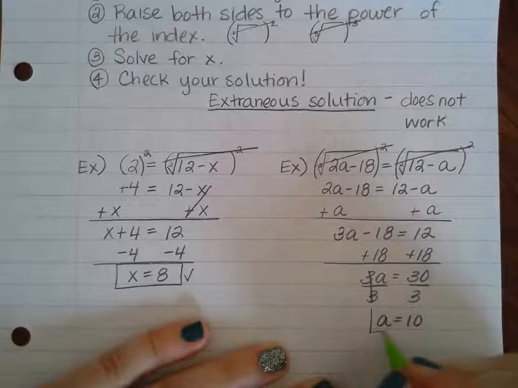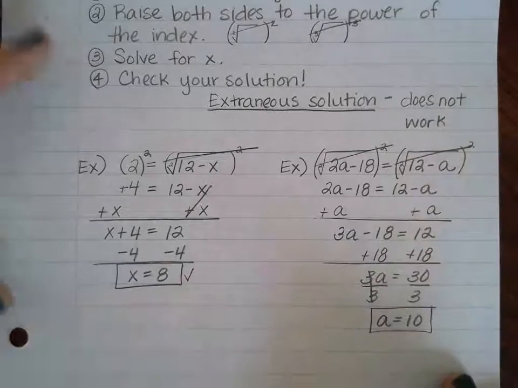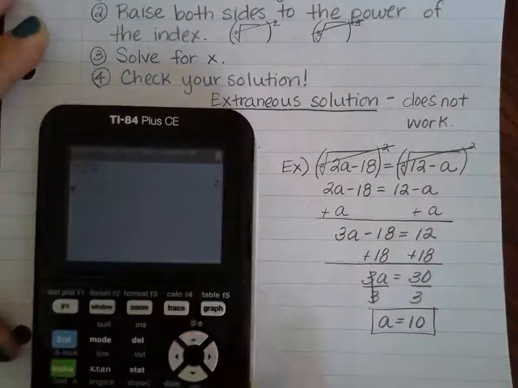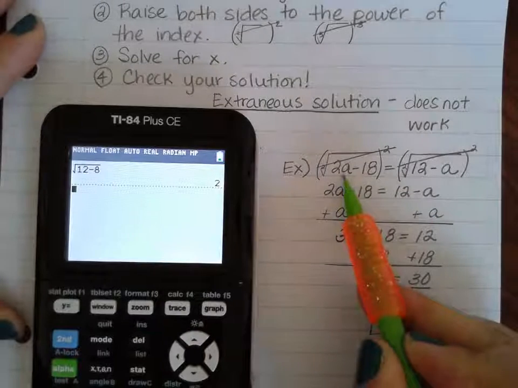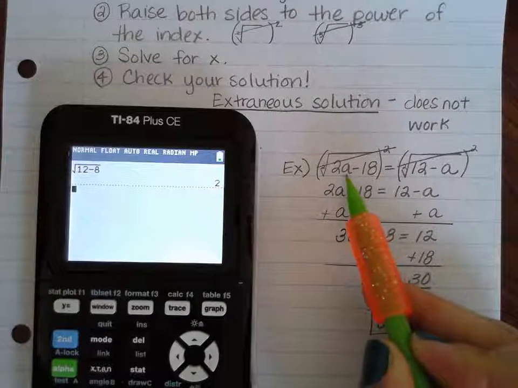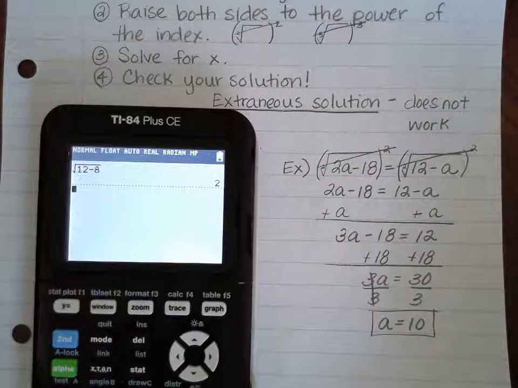That's step 3. Now all we have to do is check it. So wherever we see an a, we're going to put 10. So I'm going to do the left-hand side, and then I'll do the right-hand side. I'm doing the left-hand side for this one because I have an a over here. So I'll have to do it for this one and see if they match.